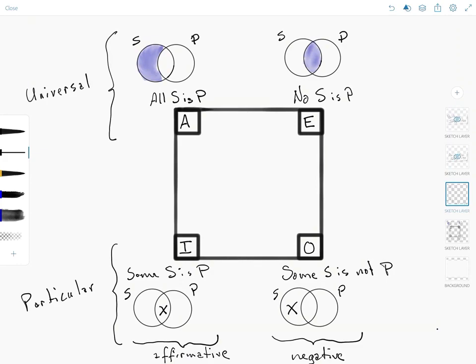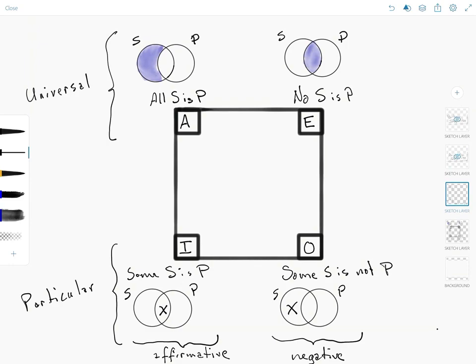Similarly, in the particular negative proposition, some S is not P, we put the X in the region of S outside of P to indicate that there's at least one S that is not a P. So notice here again, the proposition is about some member of S, and in this case, some means at least one, and not about every S. So that gives you the idea that these four types are really derived from the quantity and the quality of propositions, which can either be universal or particular in quantity, affirmative or negative in quality.